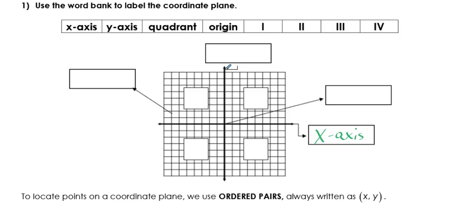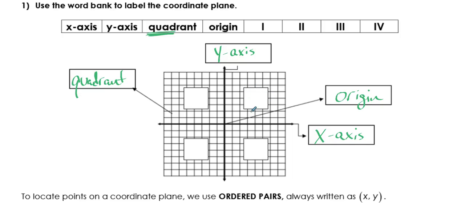The x-axis goes left and right. The y-axis goes up and down. The point in the middle is called the origin. And then each of these four sections is called a quadrant. The word quad has that base. Quad really means four. That's what it's saying. It's saying it's split into four equal parts.